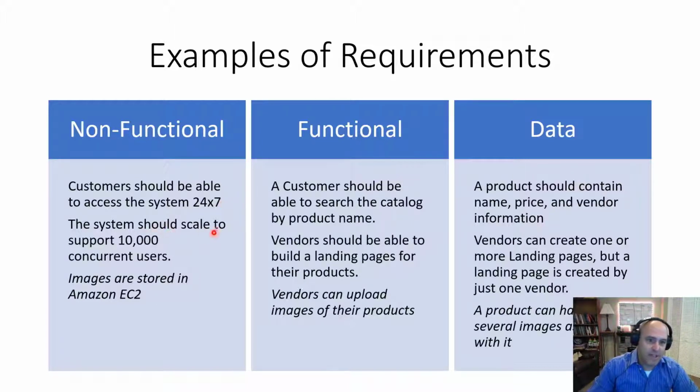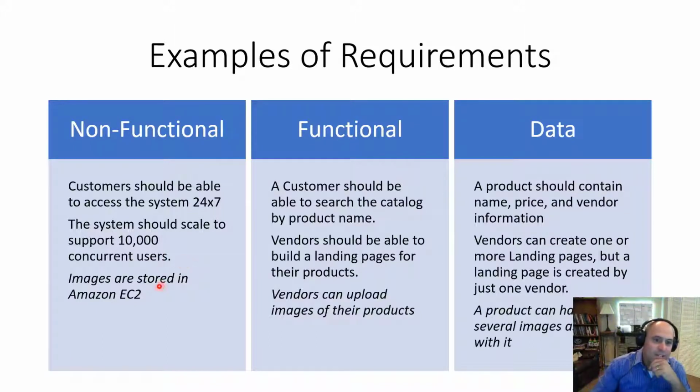The system should be able to scale to support 10,000 concurrent users. Again, whether I'm doing it by paper or whether I'm doing it electronically, it doesn't matter. It's just a characteristic that I want of the system. It has nothing to do with the individual features per se.